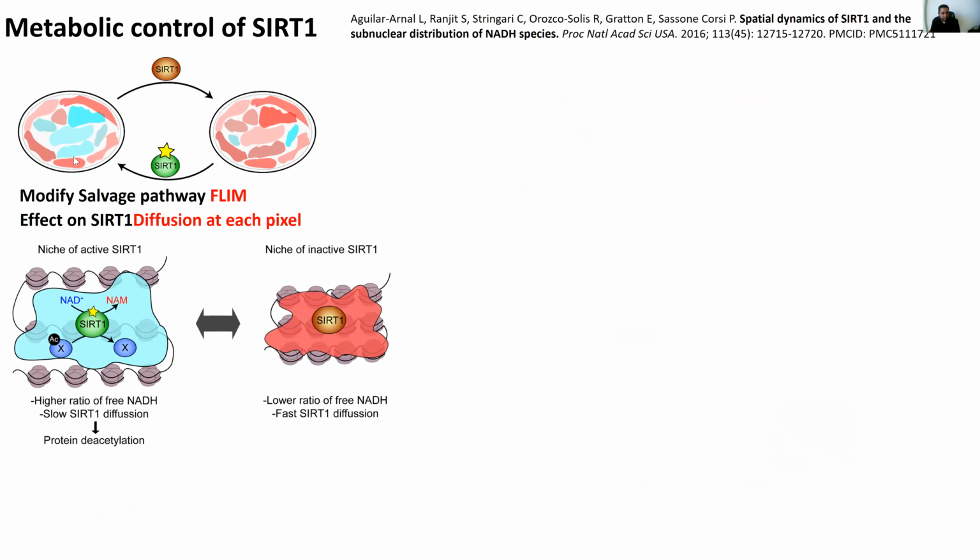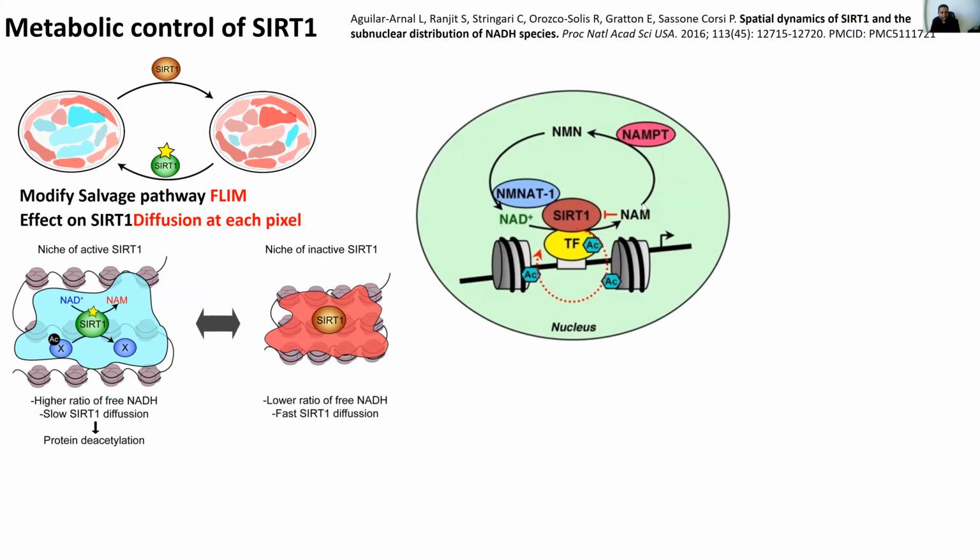So going into the actual expectation, the idea was we would modify the salvage pathway, and SIRT1 would become active, and we should see that. When they are active, we would expect slow SIRT1 diffusion, and when they're inactive, we would see fast SIRT1 diffusion. We will also see a higher ratio of free NADH when SIRT1 is active, and a lower ratio of free NADH when it's non-active. And so to do that, what we did is we took the salvage cycle and blocked the SIRT1 activity by mutation or drugs.